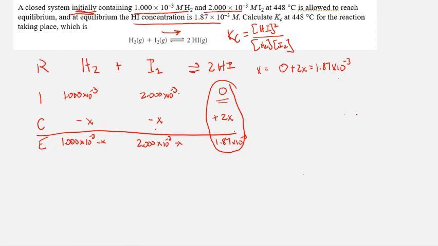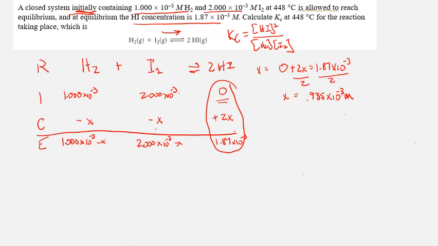So dividing both sides by 2, I get my x value for this particular reaction being, and I'm going to cheat and keep my exponents the same, 0.395 times 10 to the negative third molar. So knowing that that is my value for x, I can then plug that into my expression.